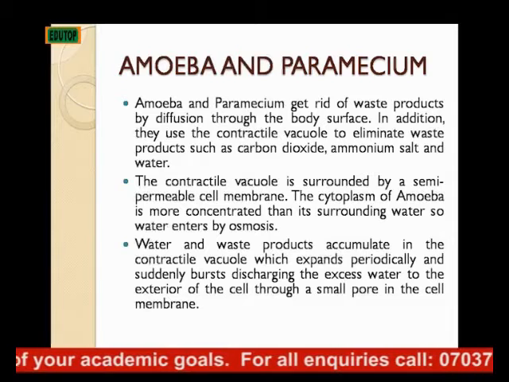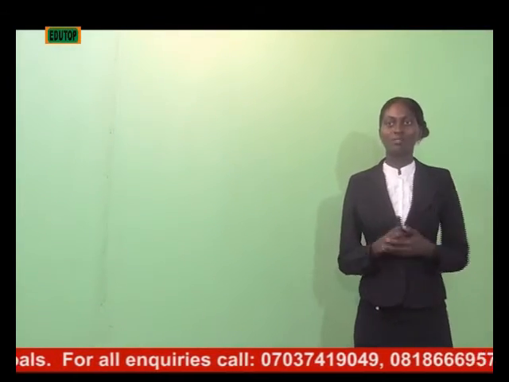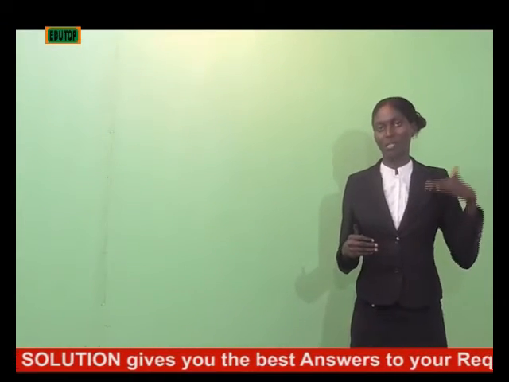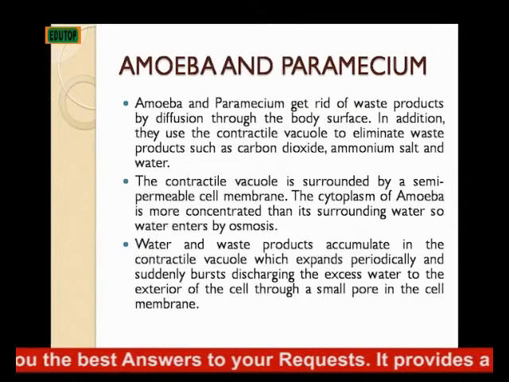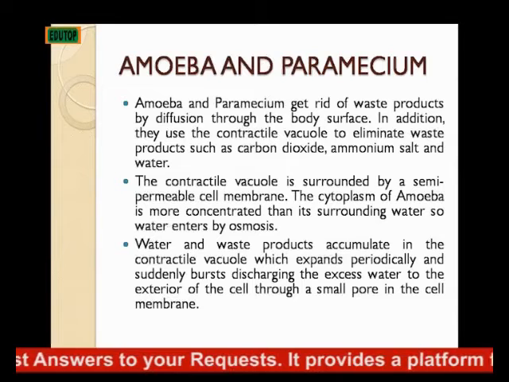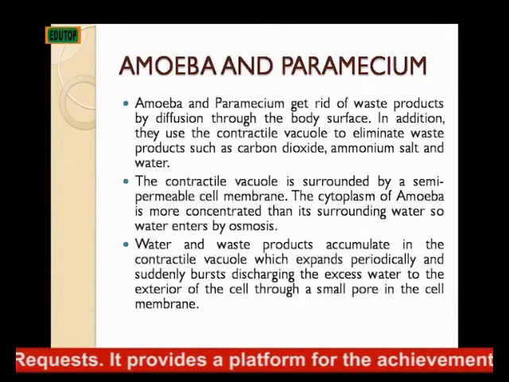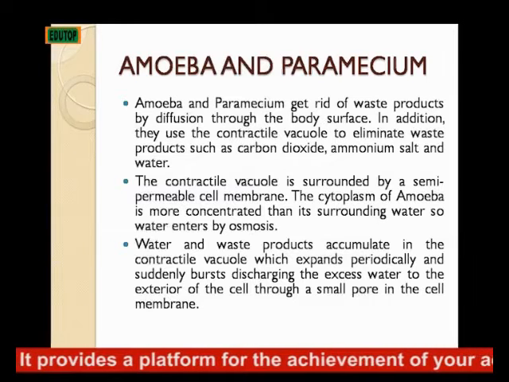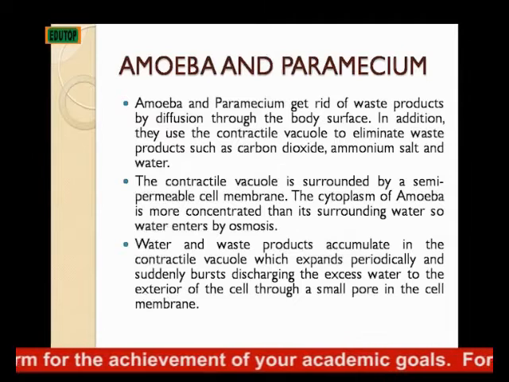The external environment is less concentrated compared to the cytoplasm of amoeba. So water enters the amoeba by osmosis. Then waste products and water accumulate in the contractile vacuole, which expands periodically and bursts suddenly, discharging the excess water to the exterior of the cell through a small pore in the cell membrane.